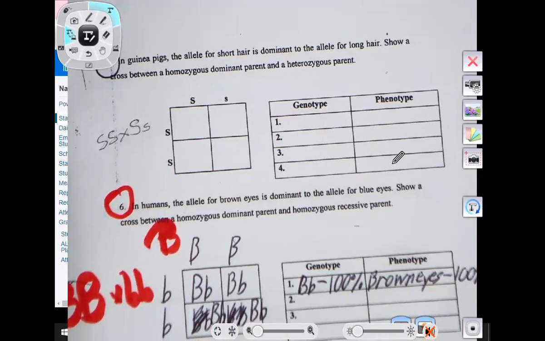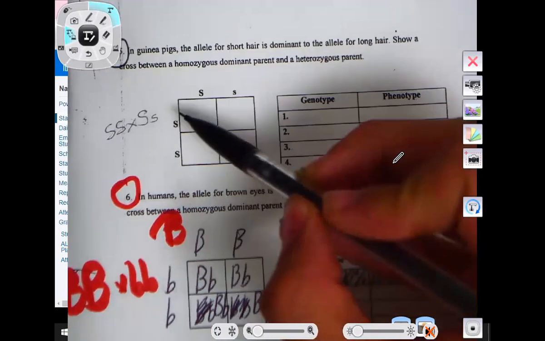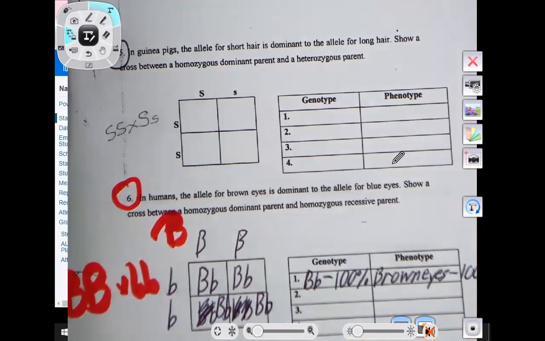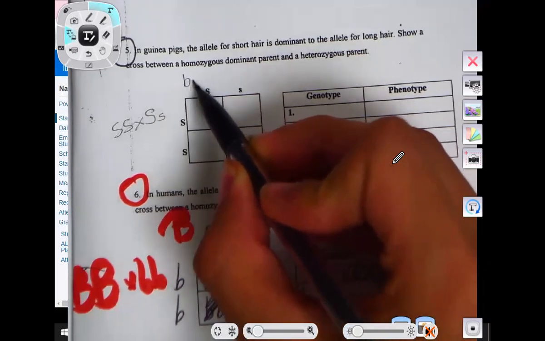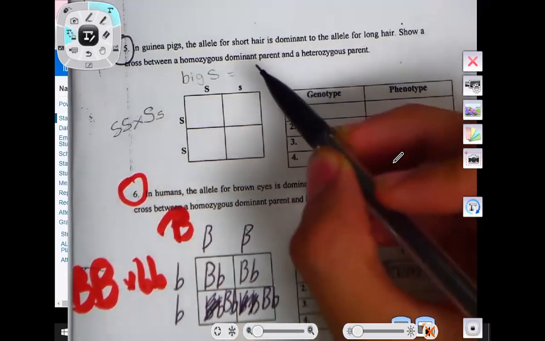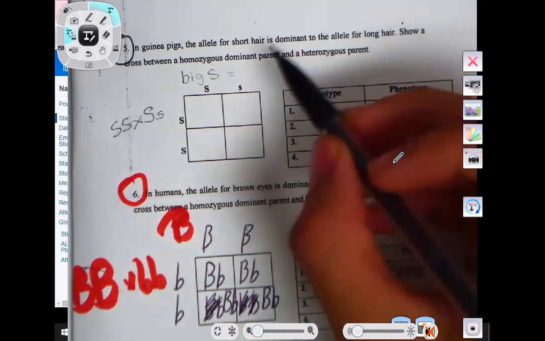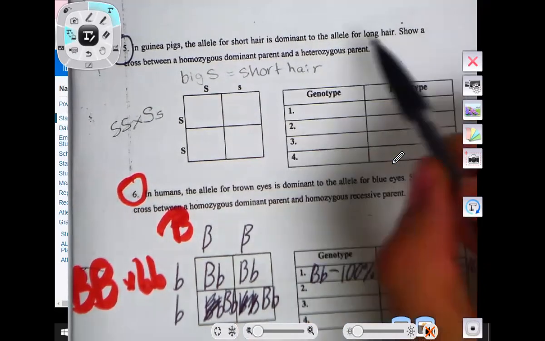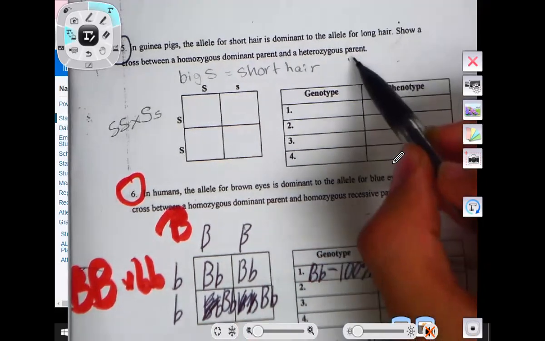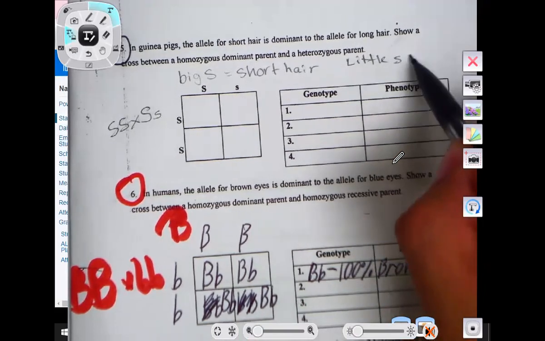Heterozygous means they're different, and homozygous means they're the same. They're big S. And what does big S represent again? Dominant. And is that the short hair or the long hair? Short hair. So write big S and short hair up on top, underneath where it says homozygous. Big S equals short hair. And little s means long hair.